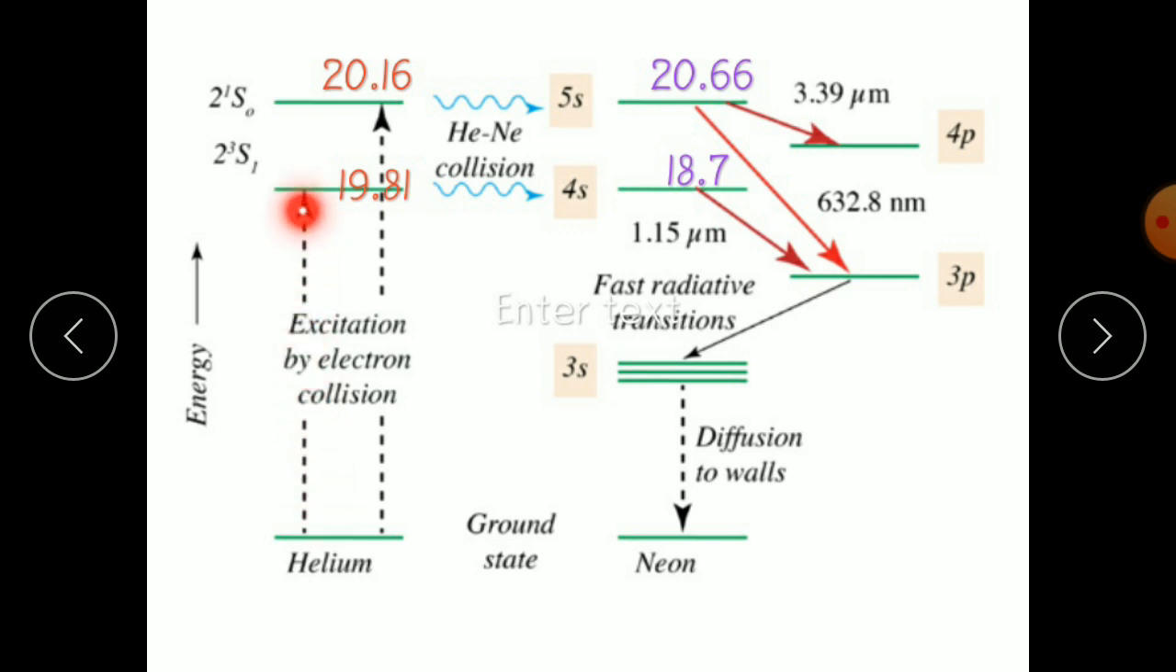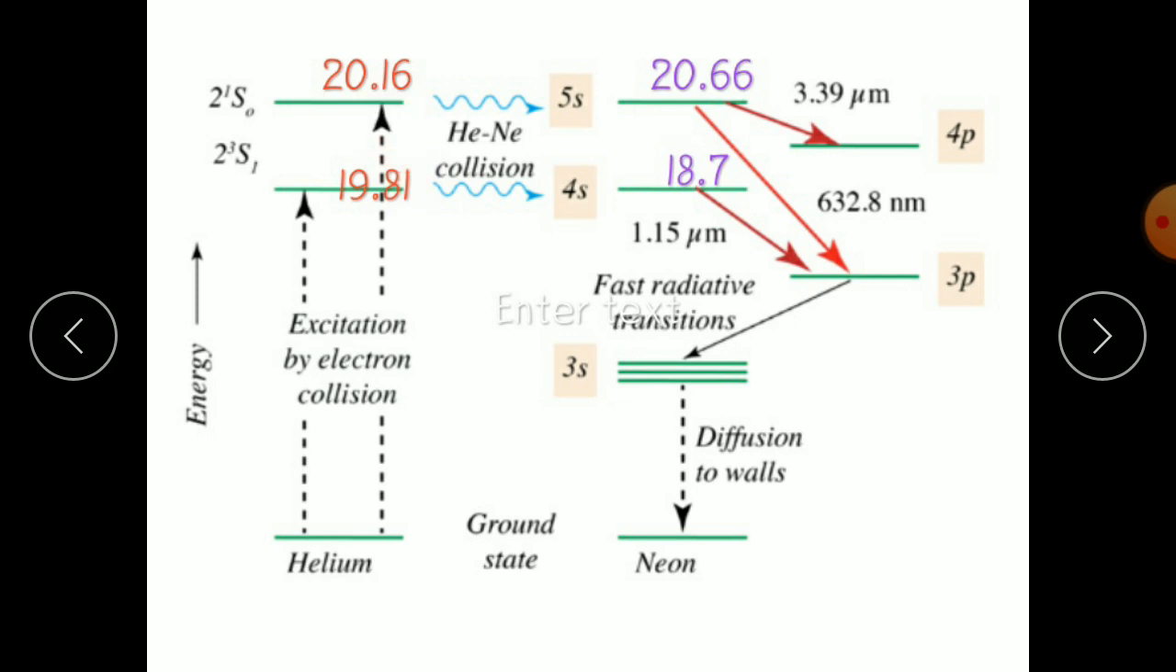These are the 2 excited energy levels of the helium atom. This energy level is the 2s1 energy level, and its energy is about 19.81 electron volt. There is another excited state of the helium atom at about 20.16 electron volt. This energy level is 2s0. So these are the 2 energy levels of the helium atom, and they are metastable states. The helium atom does not lose its energy by spontaneous emission.